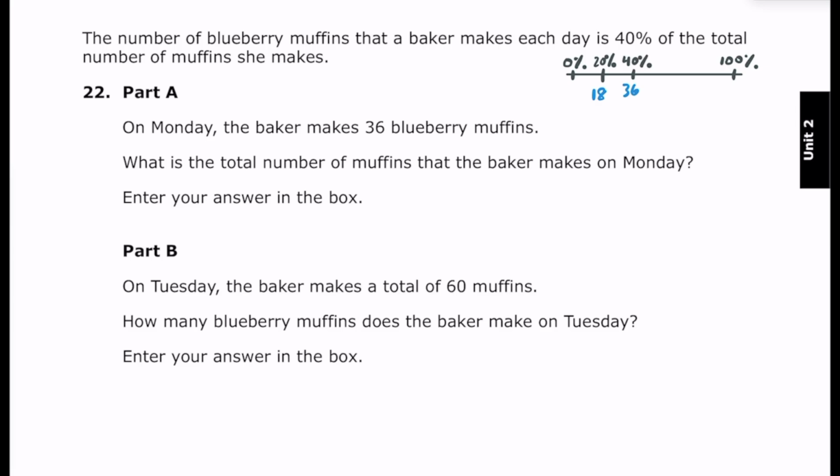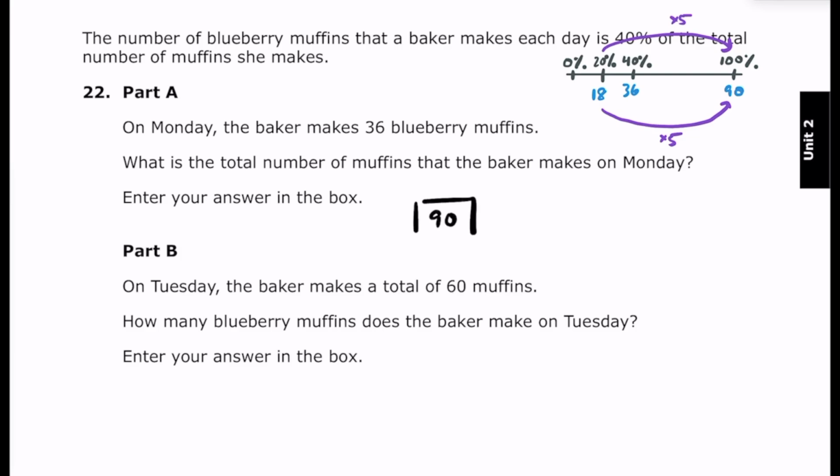Now, if you want to figure out how 20% becomes this 100%, well, that's 5 times more. So 18 times 5, and again, you can use a calculator for that, would be 90. So you can see here that the entire amount of muffins would be 90. Let's go ahead and put a box around that.